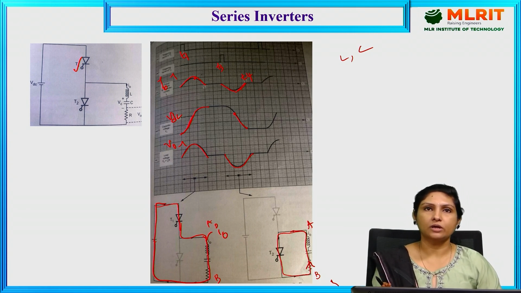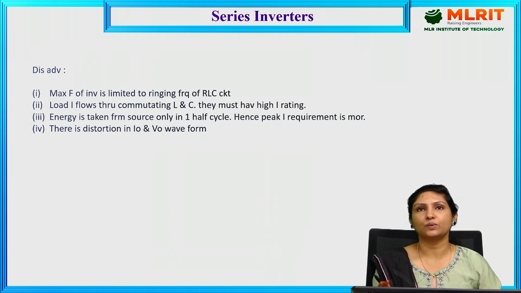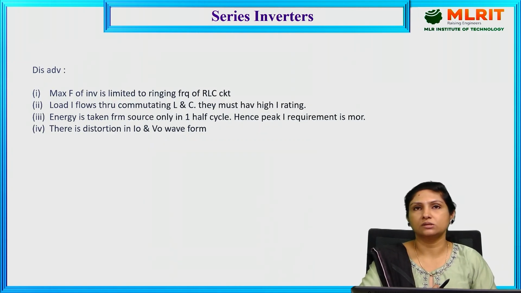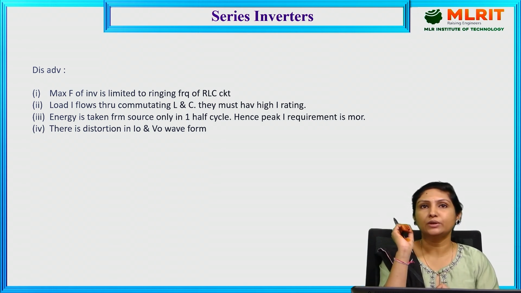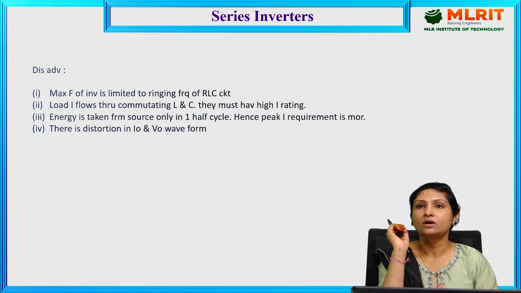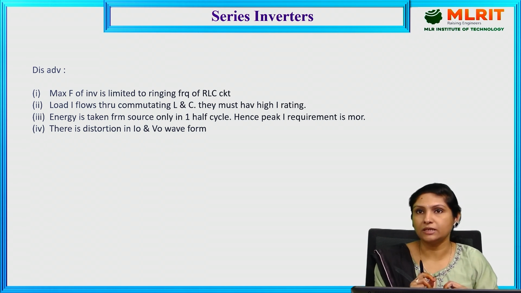Here the output current as well as the output voltage are nearly the same, but there are certain disadvantages associated with these series inverters. Here the maximum frequency of the inverter is limited to the ringing frequency of the RLC circuit. So that is the thing. Here the frequency of the inverter is limited.